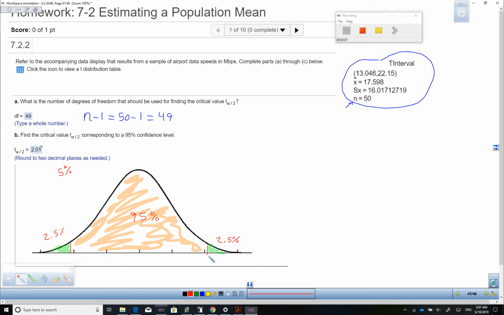Next step is finding that critical value t. This number is 0.025 in decimal. I'm going to write here the area to the right, which is 0.025, and I need to include the information of the degrees of freedom, which is 49.